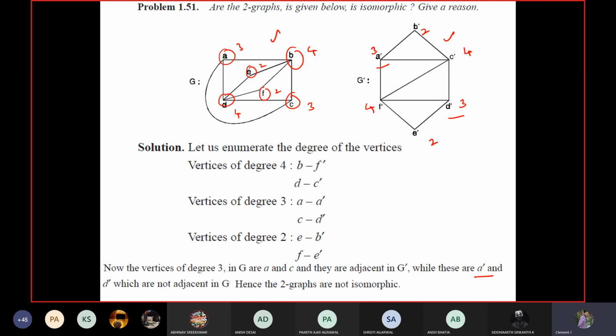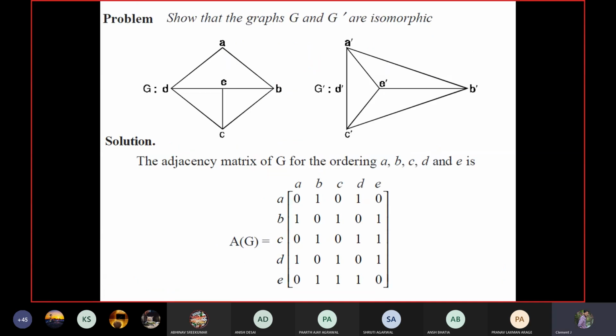So here what they are mentioning is that both the 3-degree vertices are not connected by an edge, because it is already connected as an edge in the original graph. Because of that reason, I can say both the graphs are non-isomorphic. Is it clear? Have you understood? Yes, sir. Okay, fine. So I can proceed further.